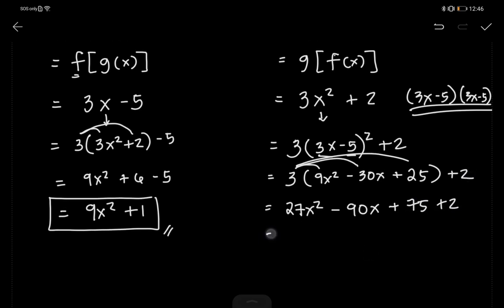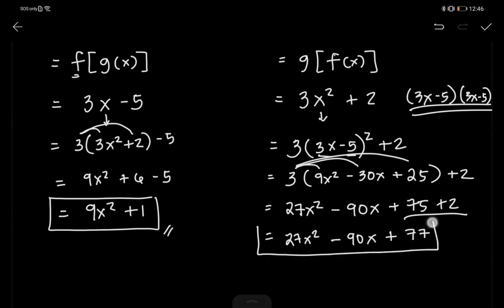Simplify, combine like terms. We don't have like terms, but we have here a constant. Then arrange the exponents in descending order. So this is 27x squared minus 90x. Then 75 plus 2 is 77. Is there a way that we can simplify this one? If there's a common factor, you can factor it, but we can also represent our answer in this manner. Okay, so this is the final answer.